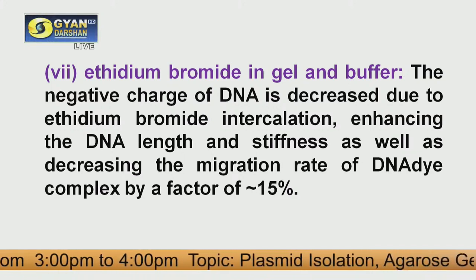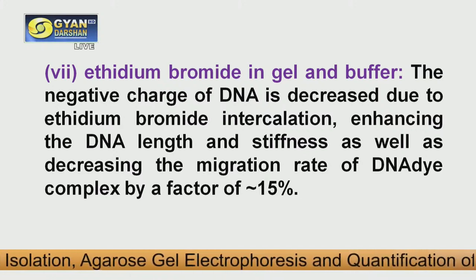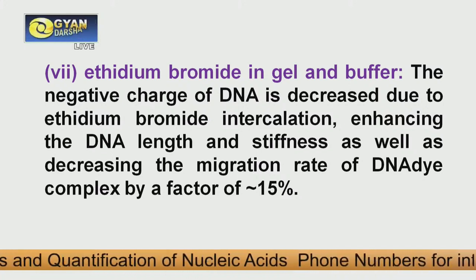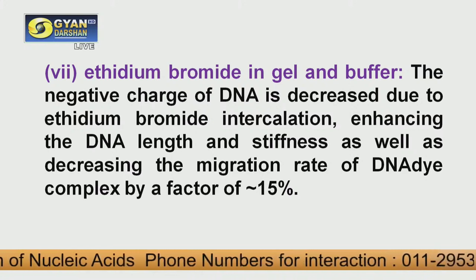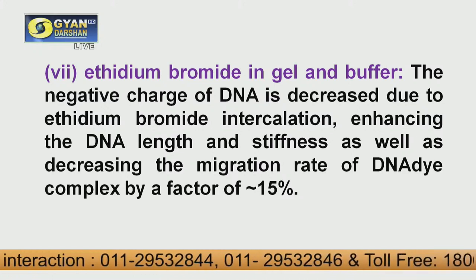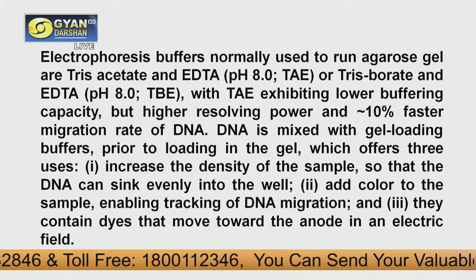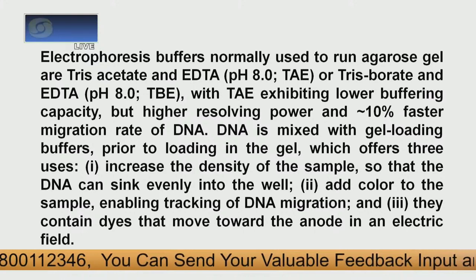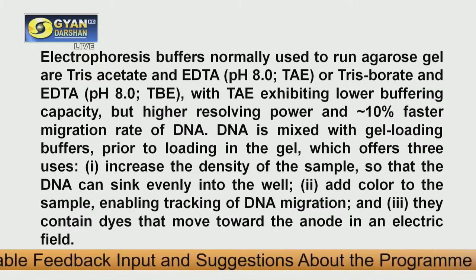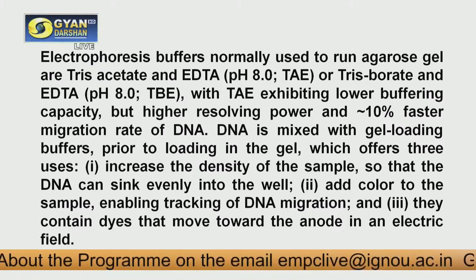So there are options, but if you are incorporating it in the gel, then the negative charge of the DNA is decreased, and there is a slowing of the migration rate of the DNA dye complex by a factor of 15%. So ethidium bromide is used for visualization of the DNA. What is the electrophoresis buffer that you are using? That is Tris EDTA pH 8 or Tris borate, that is TBE, that is also pH 8. So you have to use this running buffer, the electrophoresis buffer.